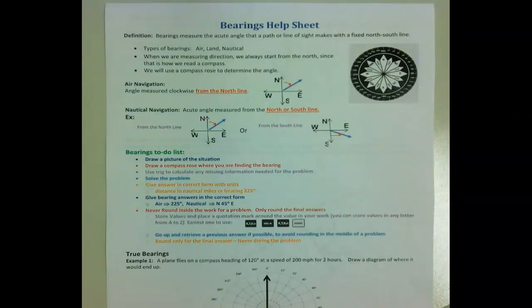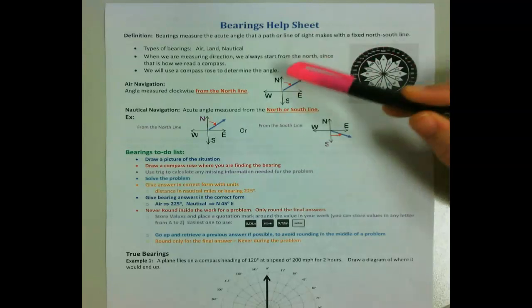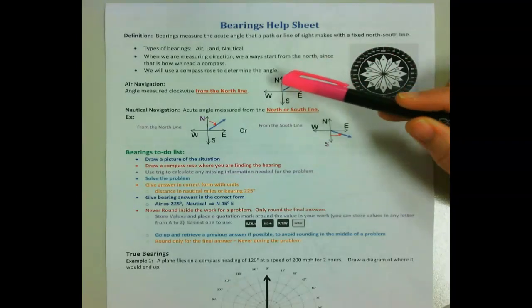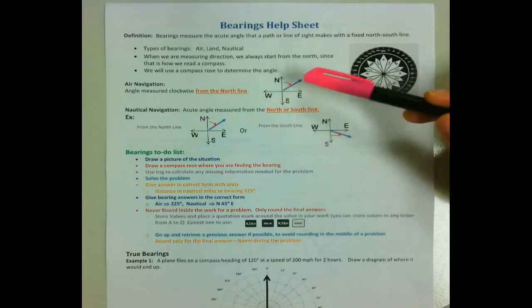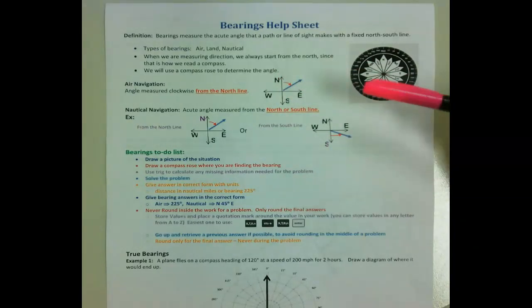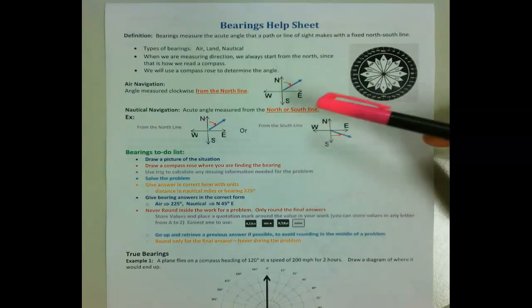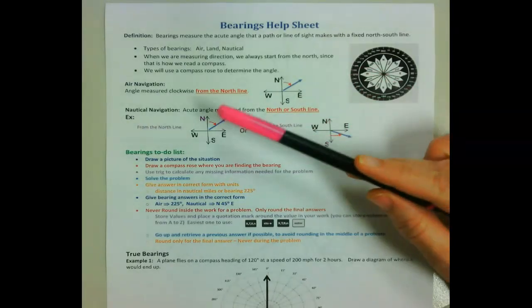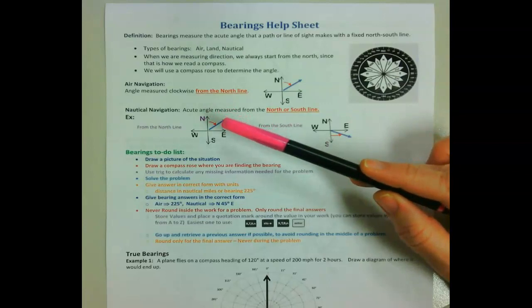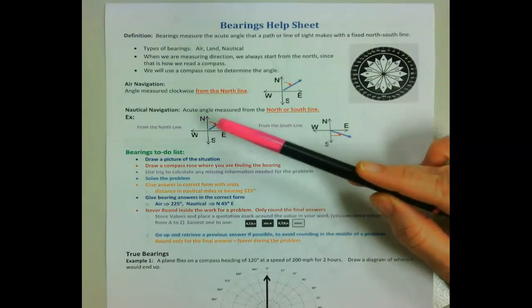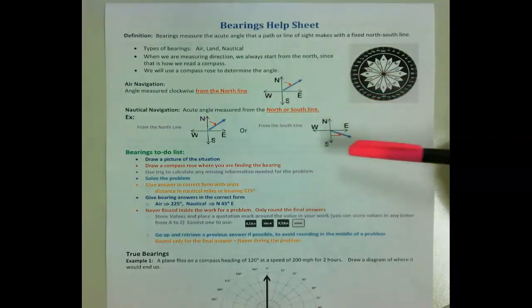So for instance, if we're doing air navigation, it's an angle measured clockwise from the north line. So we would start up here at north, and then we would have this angle that shifts the path over here to this line. And if we're doing nautical, then we tend to go from the north or the south line. So if we started at north and we pushed the angle around here, that would give us the measurement from the north line. If we were starting below the horizontal axis and we measured the path over to here, then we would be going from the south line to the east.